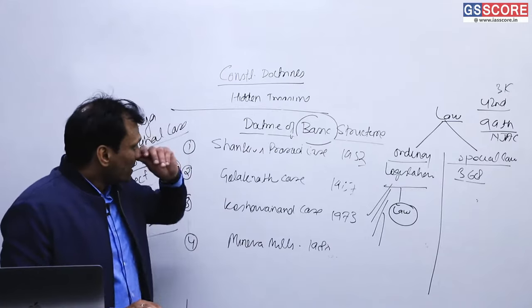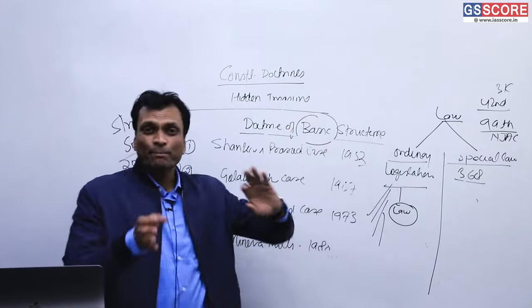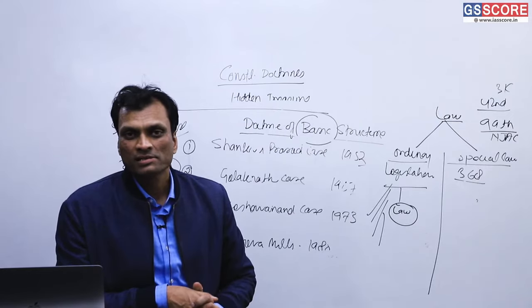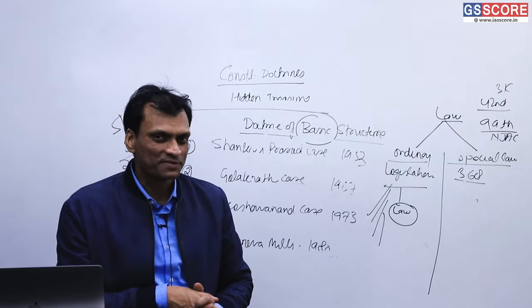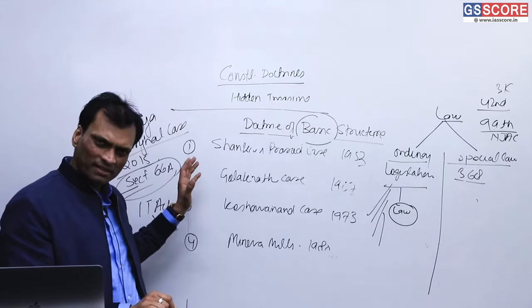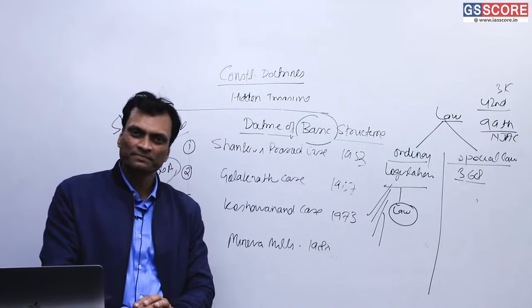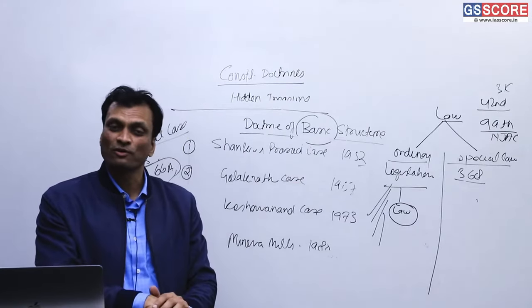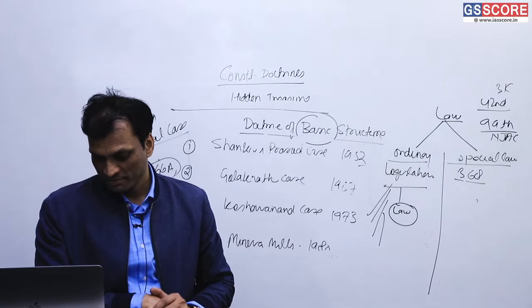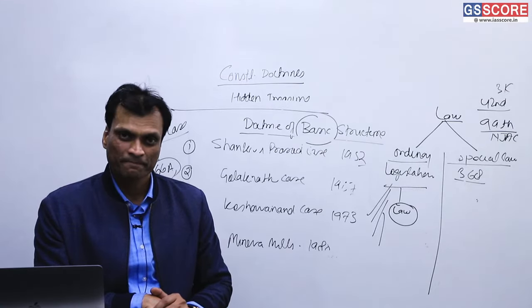So the basic structure doctrine is the perfect example of the ethics of judicial activism in India. No? All the doctrines are there, but this is something beautiful. More famous, you always know. All of you must be knowing, I'm sure. Few hundred people are here, online, offline.